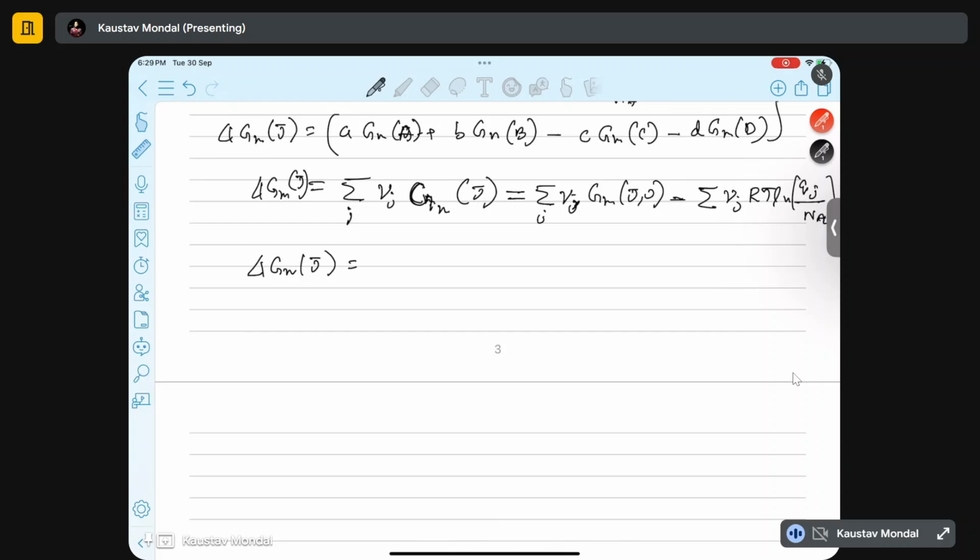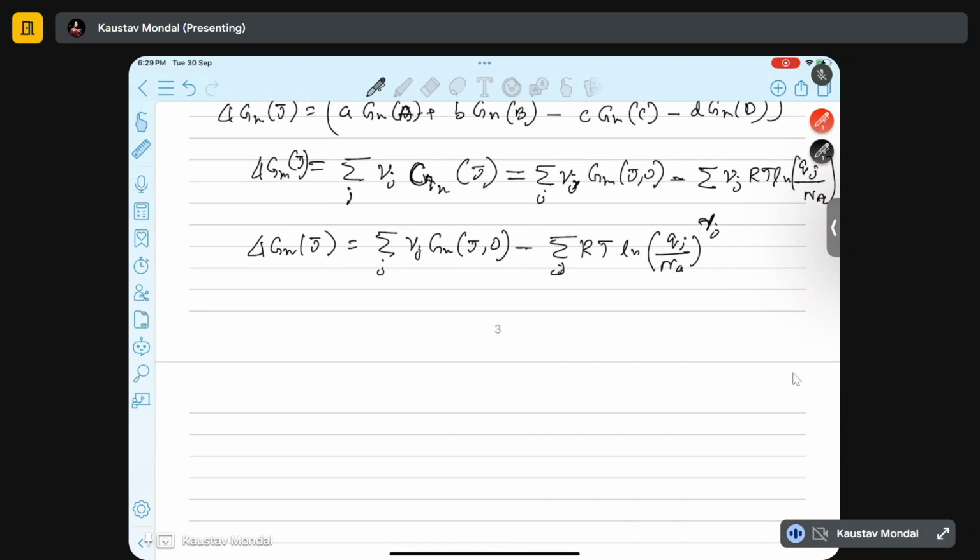Now the whole thing is written in terms of a summation, and this is multiplied with the ln, so we can take this nu J into the power of the ln, right? So you can rewrite this as the summation over J of nu J Gm,J at 0 minus RT ln of the product of Qj by N to the power nu J. Okay, this is the specific form of the change in the Gibbs free energy. You can further simplify it.